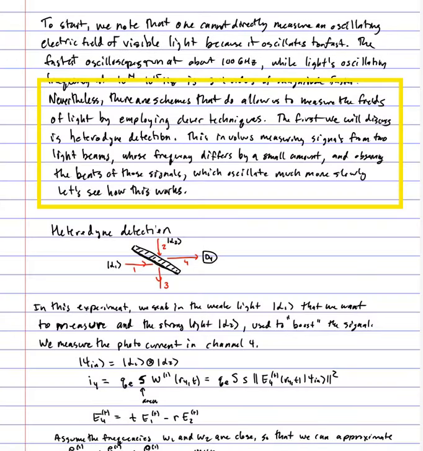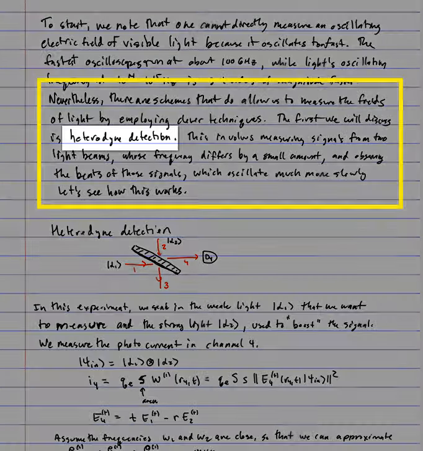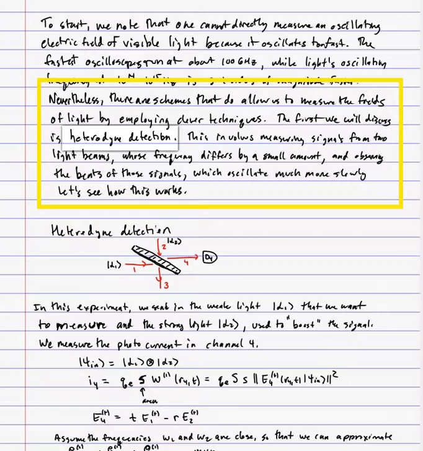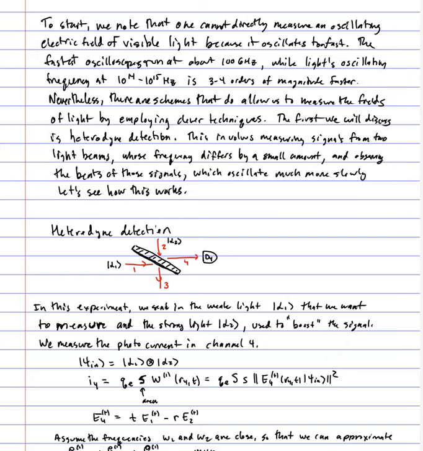Nevertheless, there are some schemes that will allow us to actually measure the fields of light by employing some rather clever techniques. The first one that we're going to discuss is something called heterodyne detection. This involves measuring the signal from two light beams whose frequency differs by a very small amount. It has to be less than 10 or so gigahertz. And then you observe the beats between those signals, which will oscillate much more slowly than the light beams themselves. So let's see exactly how this works.